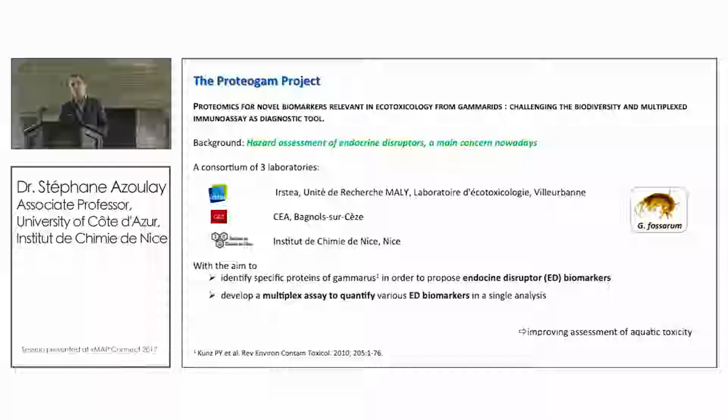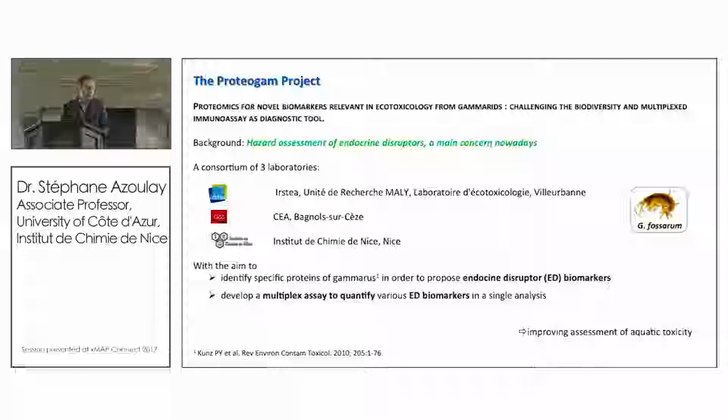The development of this assay is part of a larger program named the Proteogram project. This project is in the field of ecotoxicology, because, as you may know, hazard assessment of endocrine disruptors is a main concern today for public institutions as well as for all the population, and it is very important to have tools to follow this pollution and its effect on the environment.